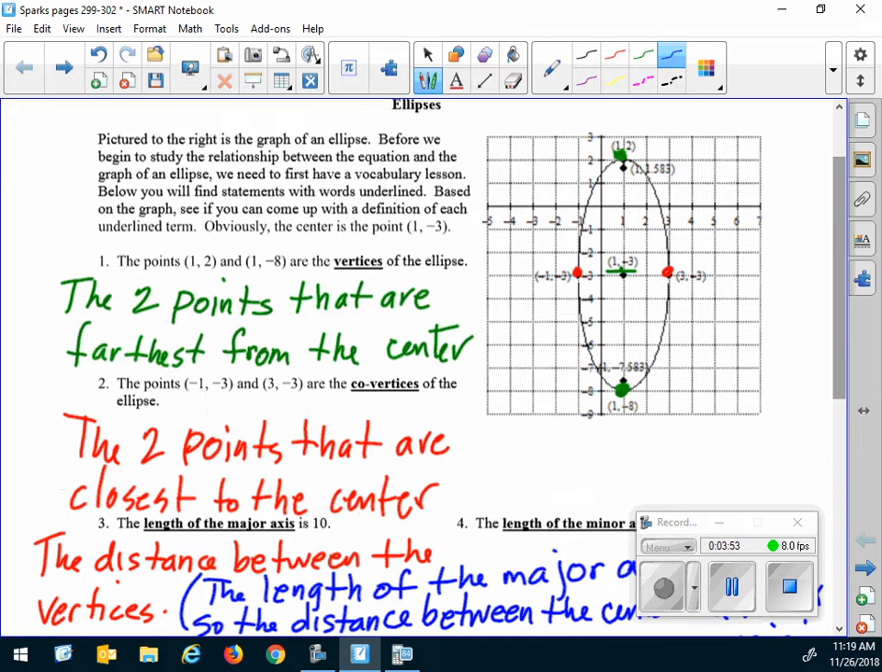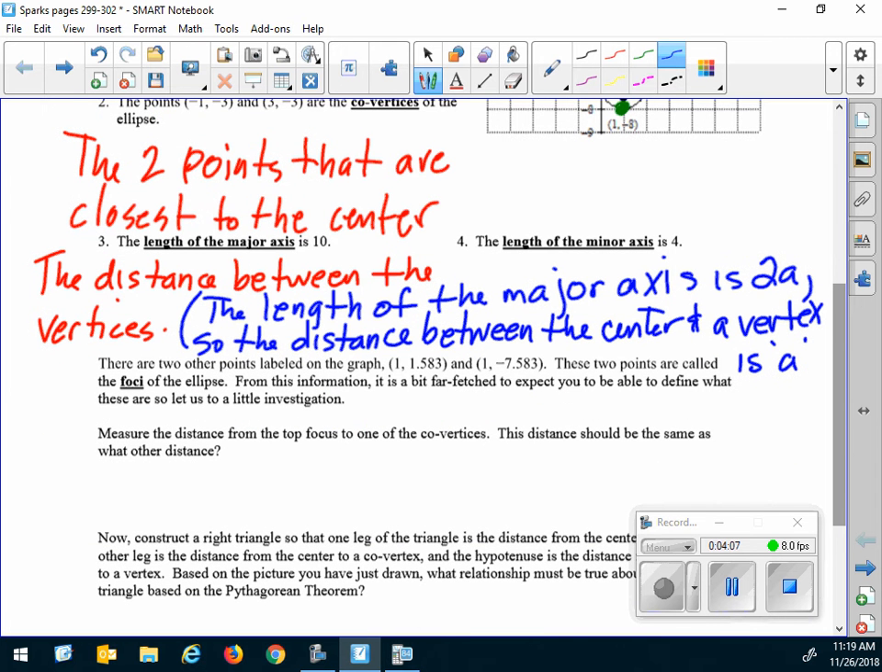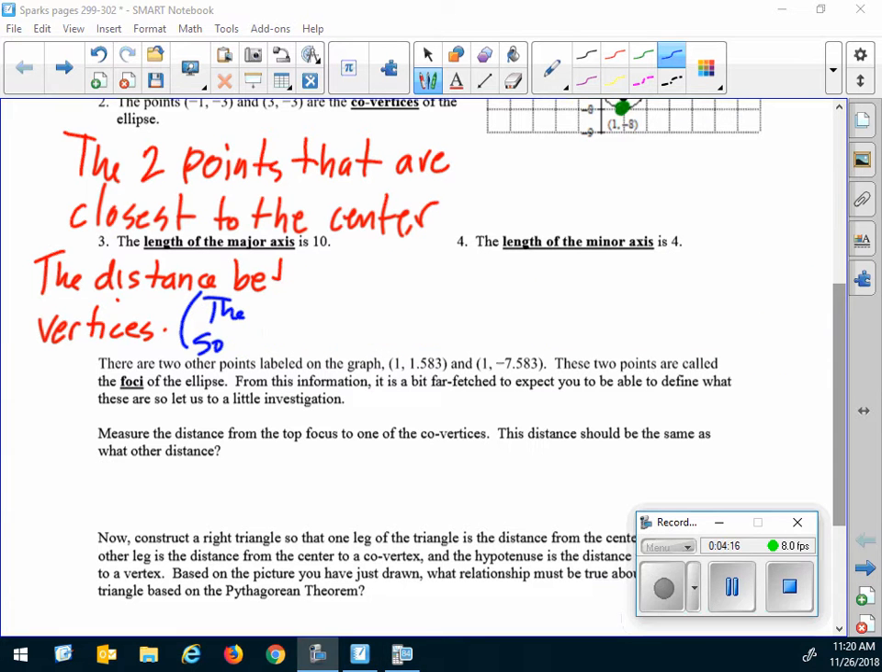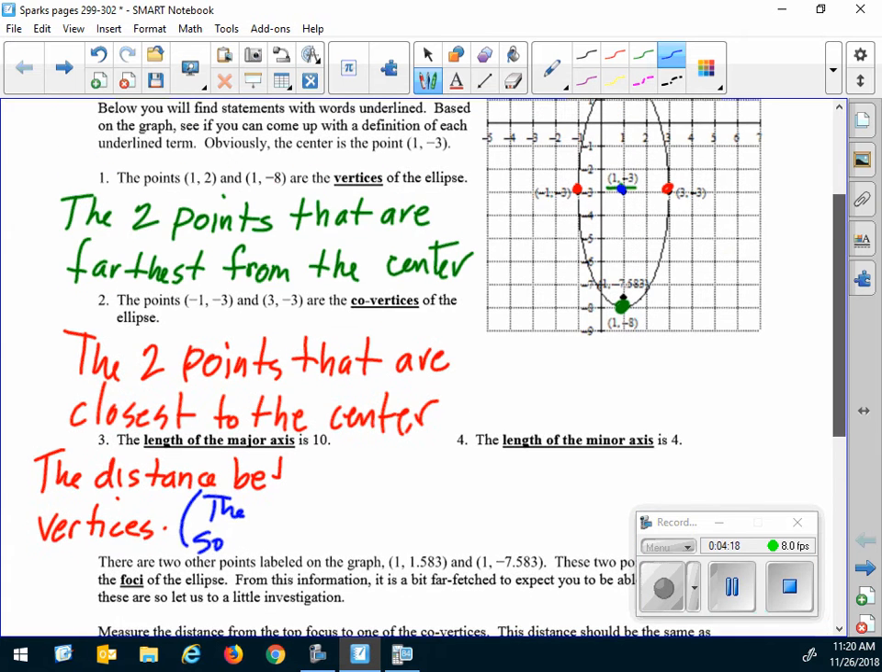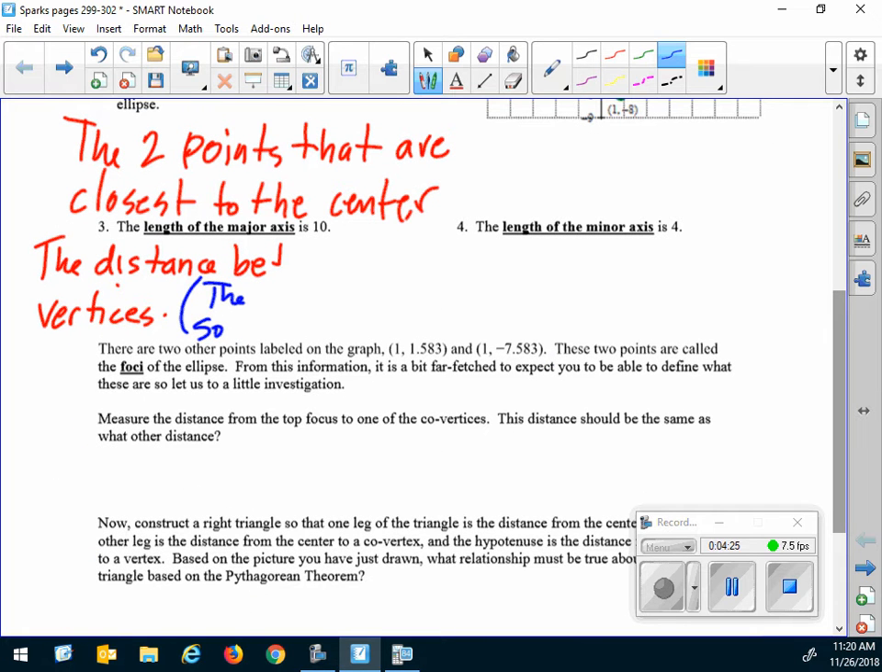So the distance between the center and a vertex is a. We good there? So what is a in this case? A is 5. Right. Now, while you're thinking about the next definition, I'm going to erase. The length of the minor axis is 4. What's the minor axis? What is the minor axis if its length is 4? Yes. The length of the minor axis is the distance between the co-vertices.